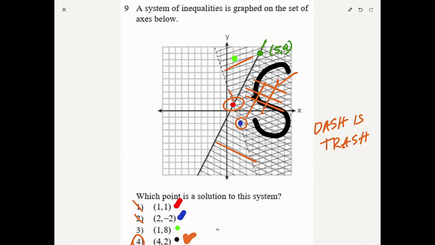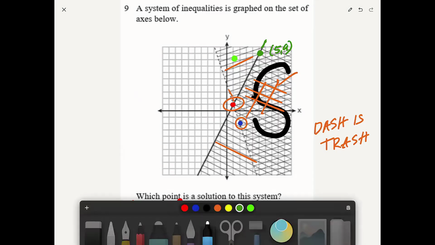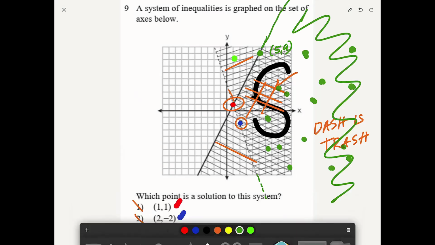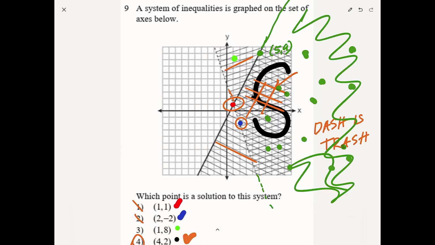And of course, if it's any of these points here, all of these are solutions. Any point that's in this area. And by the way, just so you guys understand, this is going down forever, and this is going down. So all of this over here going out to infinity, those are solutions. So any point over here, any of these dots, boom, these are all solutions.